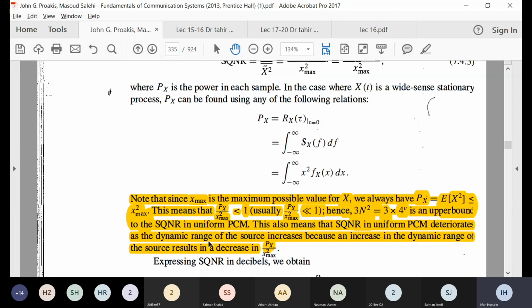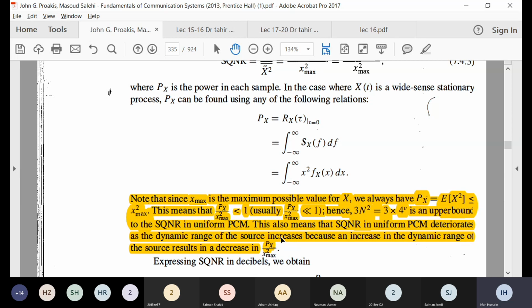So as the dynamic range of the source increases, the SQNR will actually be decreasing. Increasing the dynamic range of the source means that the source is taking more values from 0 to some higher value of x max, some greater value of x. This means its dynamic range has increased.